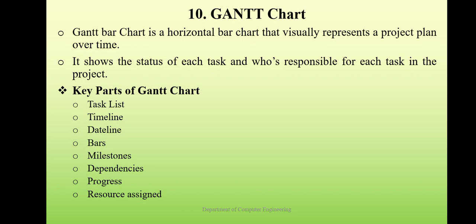Next is milestone. Important events are marked for the outcomes, for the deliverables. Next is dependencies. This shows the dependencies of each task. Next is progress. Progress can be visualized using bar shading. This represents how much work is completed in percentage. Next is resource assigned. This indicates the resources required to complete a task.